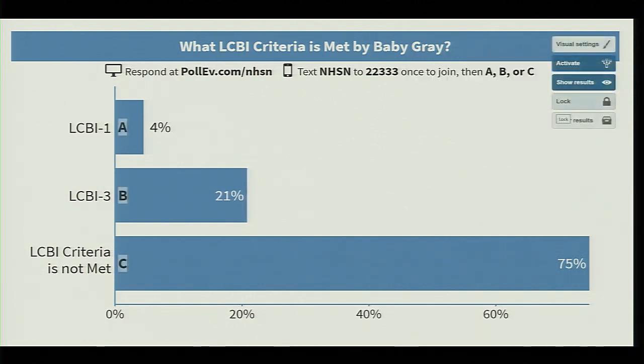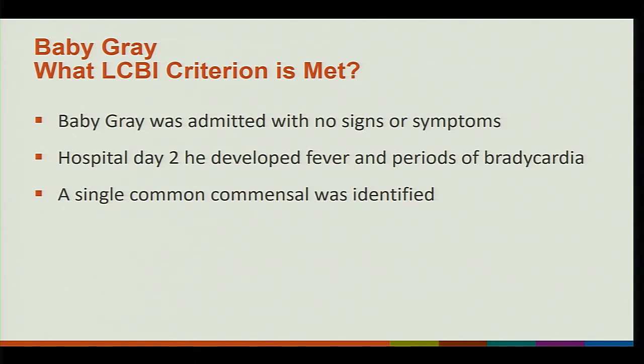Okay. So the correct answer is C. Baby Gray was admitted with no signs or symptoms. On hospital day two, he developed fever and periods of bradycardia. A single common commensal was identified. Baby Gray does not meet either LCBI 2 or 3 criteria. Remember, you must have at least 2 matching common commensals, and only a single common commensal, Micrococcus, was identified in this case.